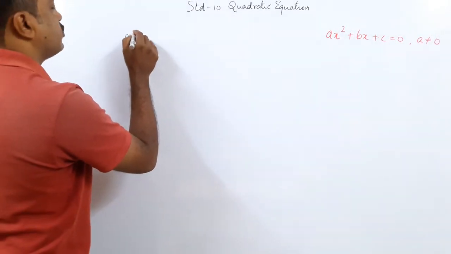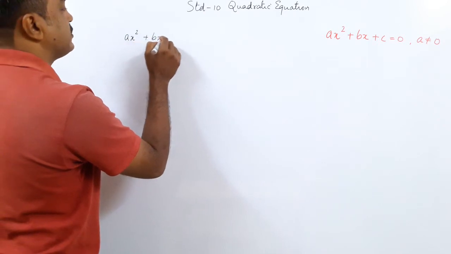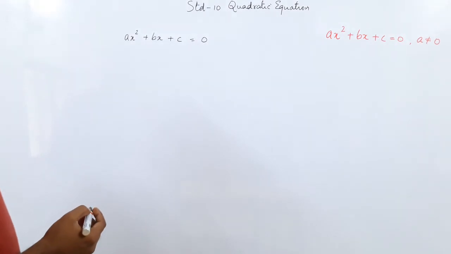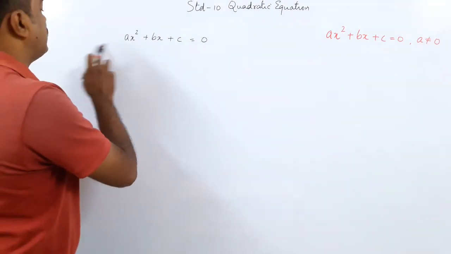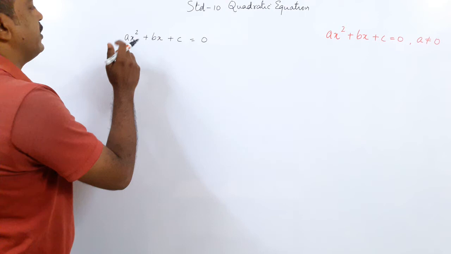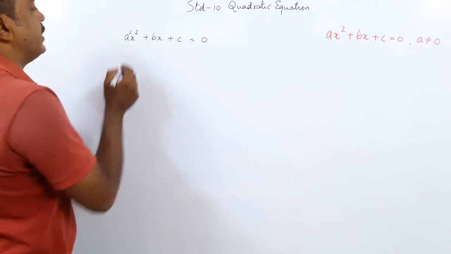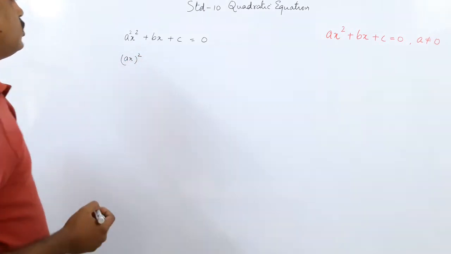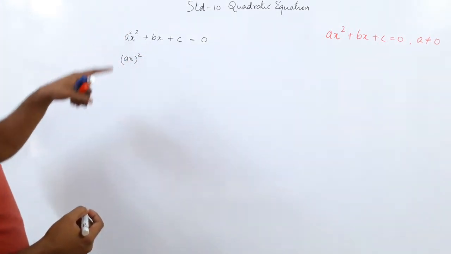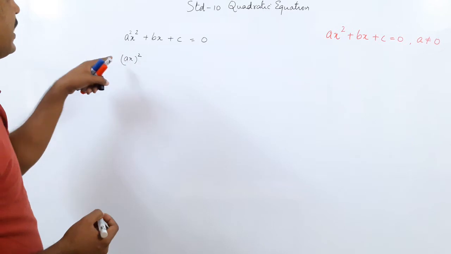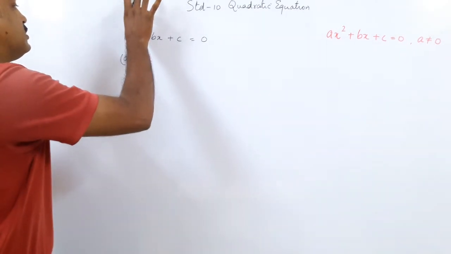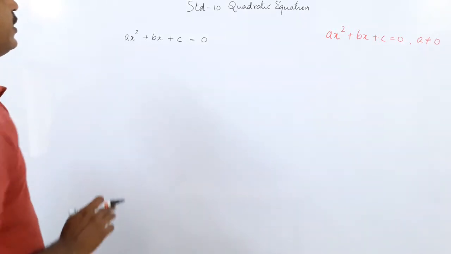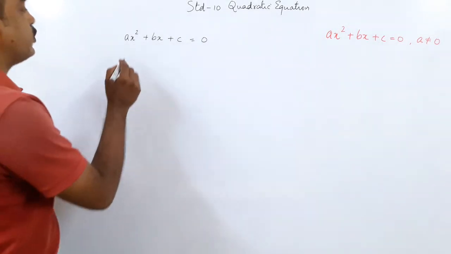We have got ax square plus bx plus c equal to 0. Now as you can see, the first term is not a perfect square. You can see ax square. If it was x square, then we could write it as a perfect square. But this is only ax square, so this first term is not a perfect square. So how will we make it a perfect square?